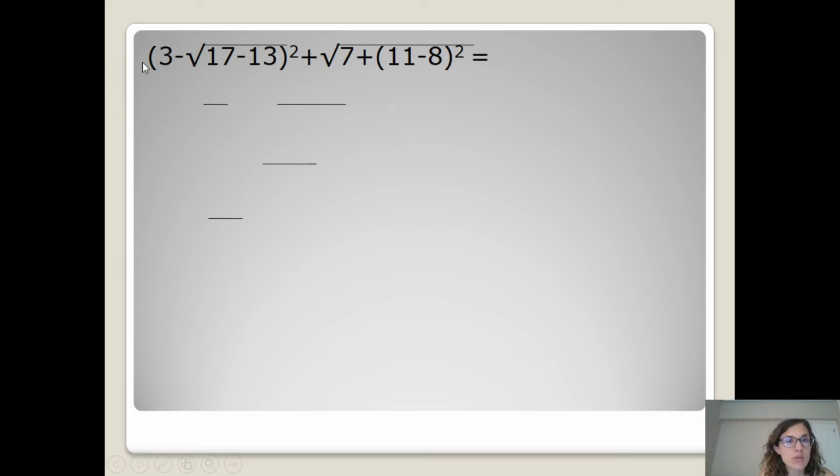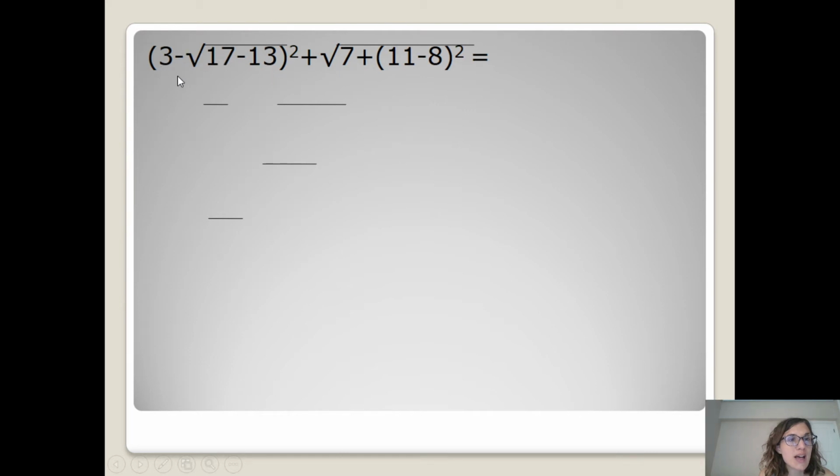First, here we have this parenthesis and here we have a power. That means that first we have to do what is inside the parenthesis and then we will raise the answer to the second power. Here what we have is the parenthesis, so first we have to do 11 minus 8 and then we will raise the answer to the second, and then we will continue with the root. So let's start with this first one.